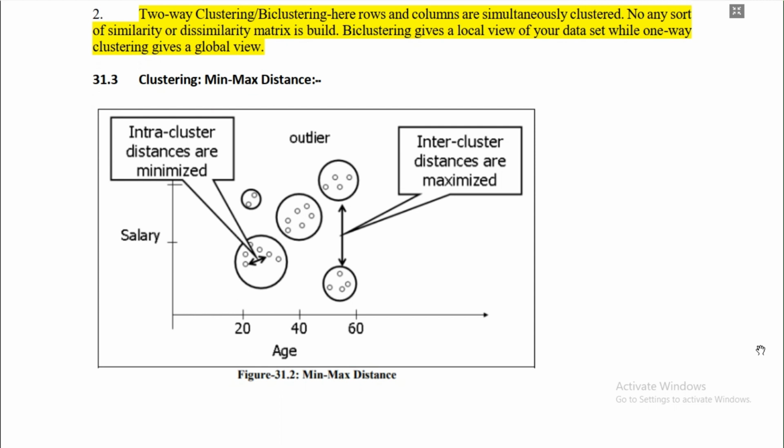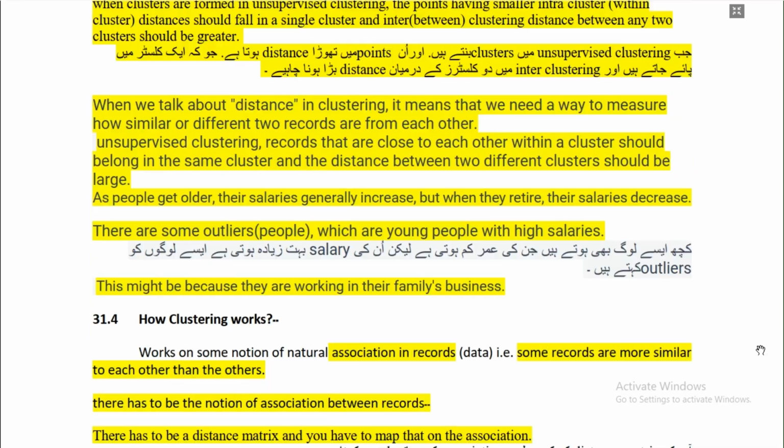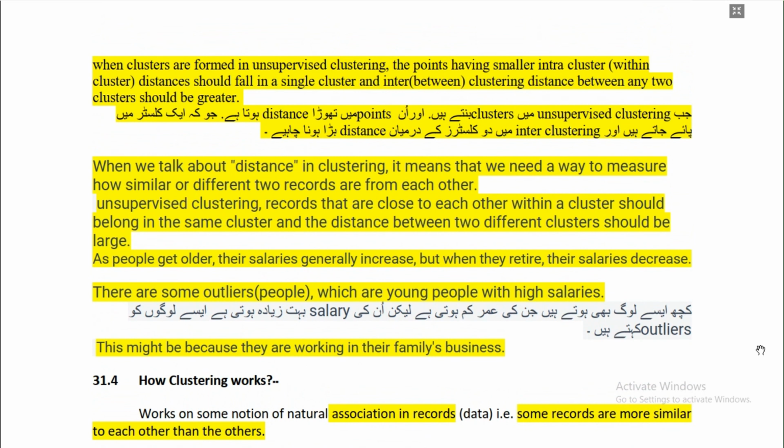31.3 Clustering. Distance is what matters when clusters are formed in unsupervised clustering. The points having smaller intra-cluster, within-cluster, distances should fall in a single cluster, and the between-cluster distance between any two clusters should be greater.